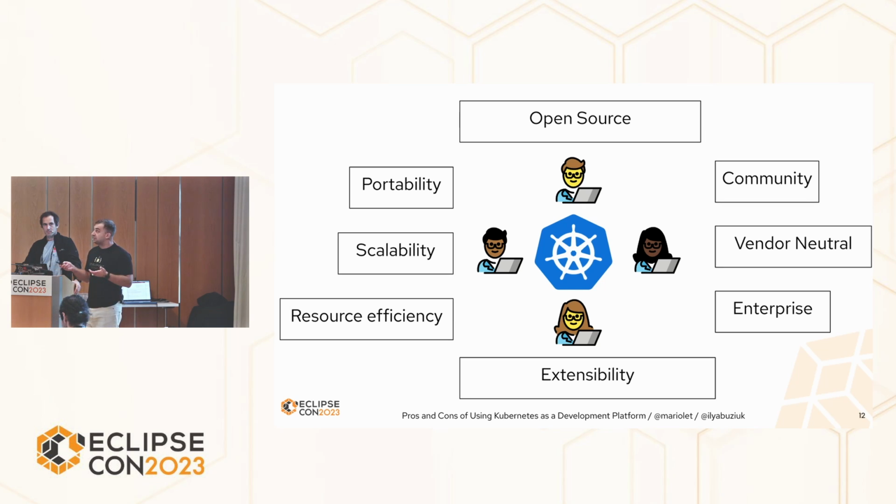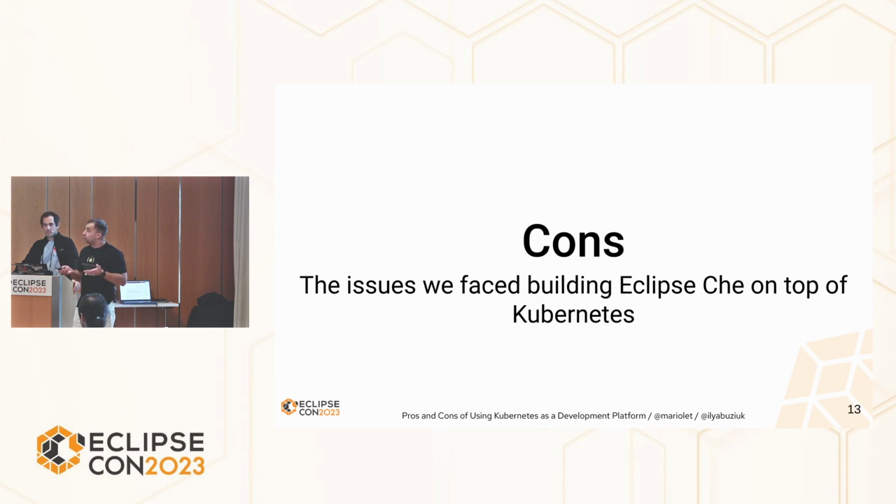And the last but not least, it's portable. So no matter what infrastructure you're using, it could be used on-prem, it could be used in the public cloud, it could be used in the hybrid cloud. So this is very, very important. And with that, I think I pass it over to Mario, who is going to introduce the cons that we faced during the development and during the switch to Kubernetes.